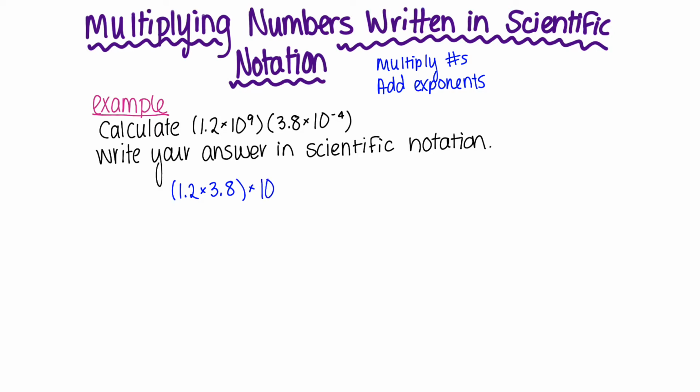times 10 raised to the 9 plus negative 4. So on my calculator, I'm doing 1.2 times 3.8, and that gives me 4.56 times 10. 9 plus negative 4 is 5, so times 10 to the 5th. You need to check and make sure there should only be one digit before the decimal point. If you have more, we'll have to adjust the number, and we'll look at that in another example. But this right here is good because there's only one digit before the decimal point, and that's what I need. So that's my answer.